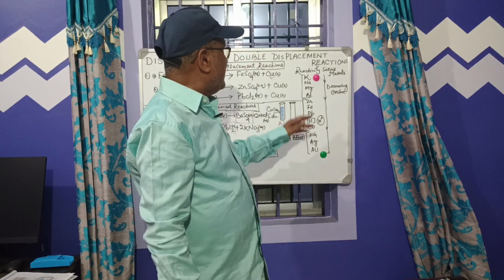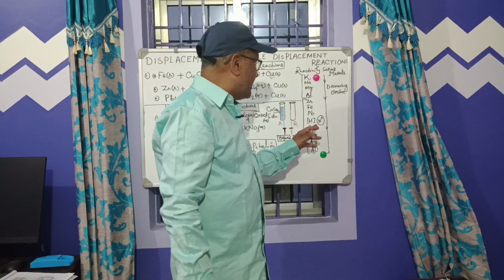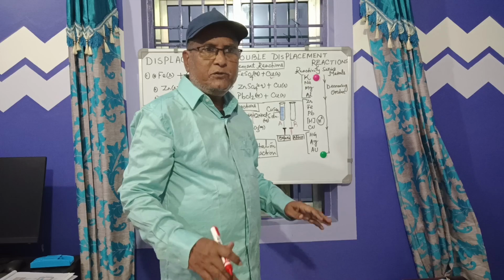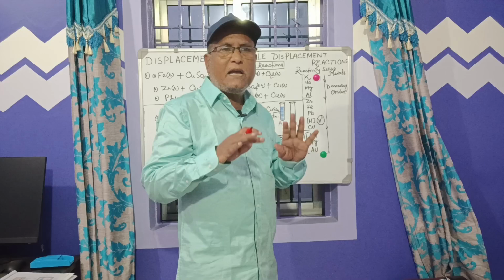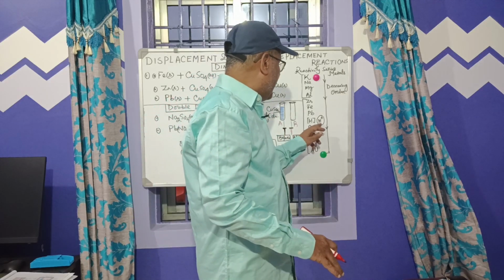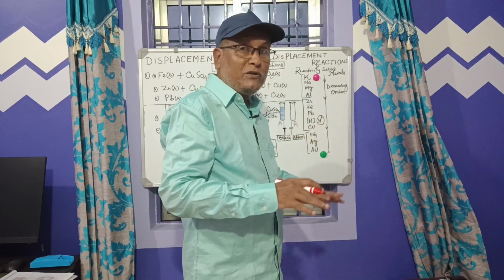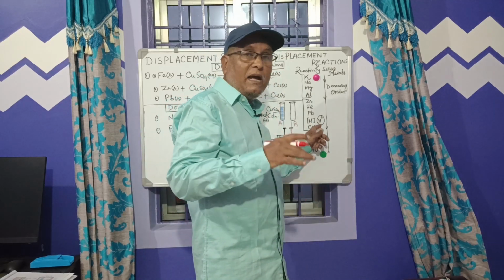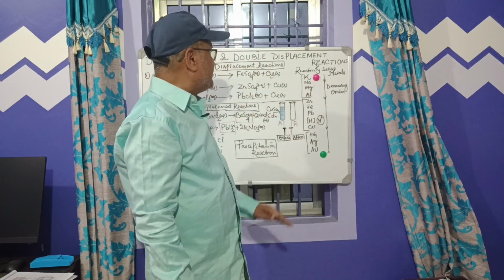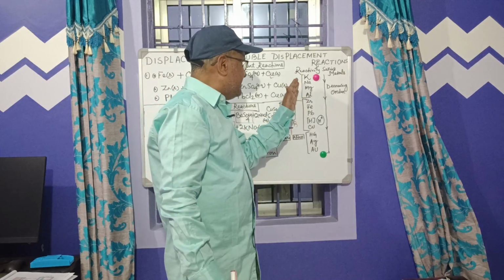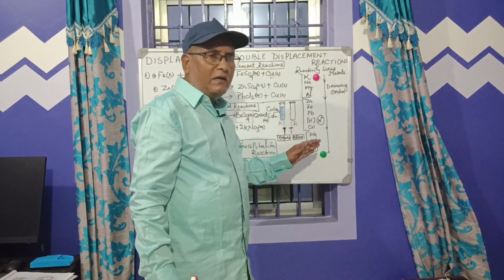But here is a question. Whenever we say reactivity series of metals, we have put one non-metal, hydrogen, here. Many students raise this question. Hydrogen forms H plus ion like metals, so it is more reactive than copper. That's why it is placed here. So please remember this.